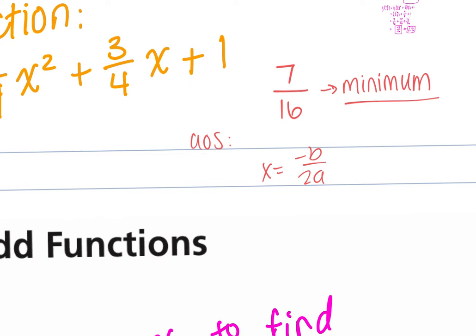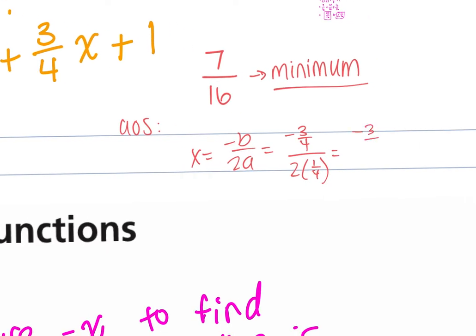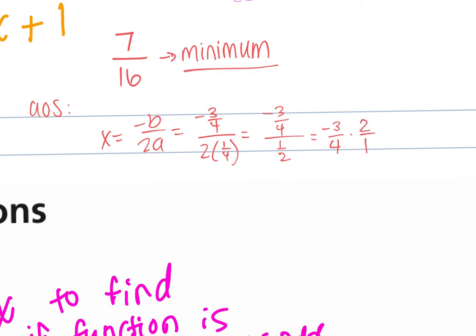So it would be negative 3 over 4, but you do keep change flip, so it'd be... And then first you do 2 times 1 over 4, which would be 2 over 4, which is 1/2. Okay, so you keep change flip, so it'd be negative 3 over 4 times 2 over 1. Love it. And then it'd equal negative 6 over 4, which would simplify to negative 3 over 2. Beautiful. And then that's your axis of symmetry. X equals negative 3 over 2.